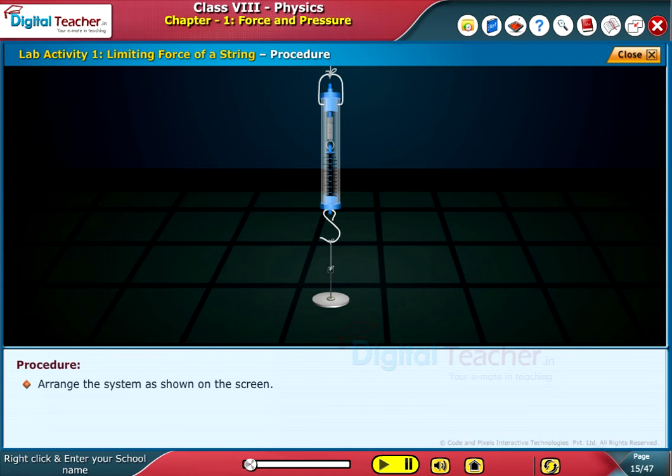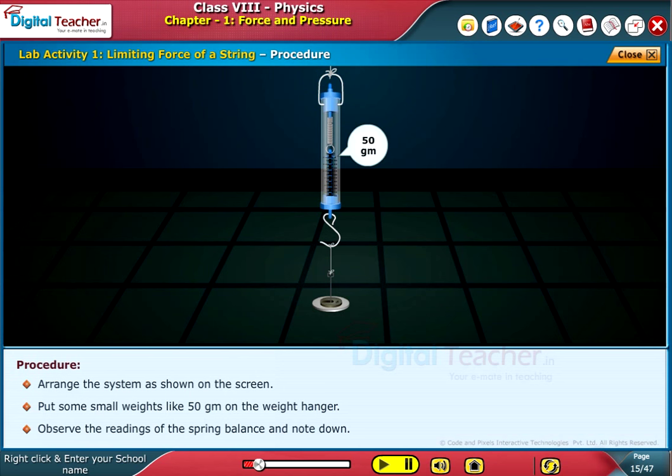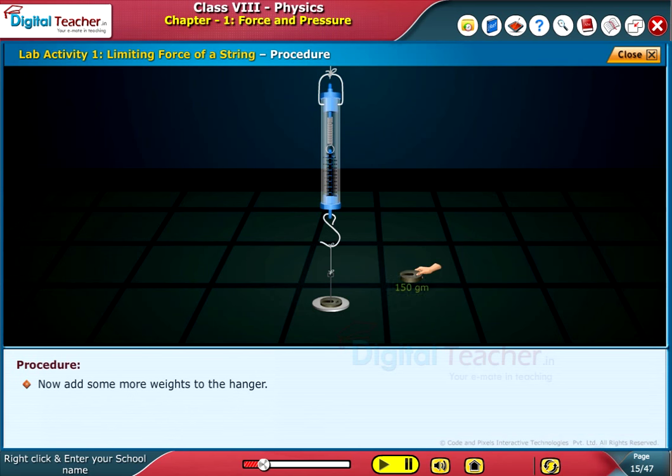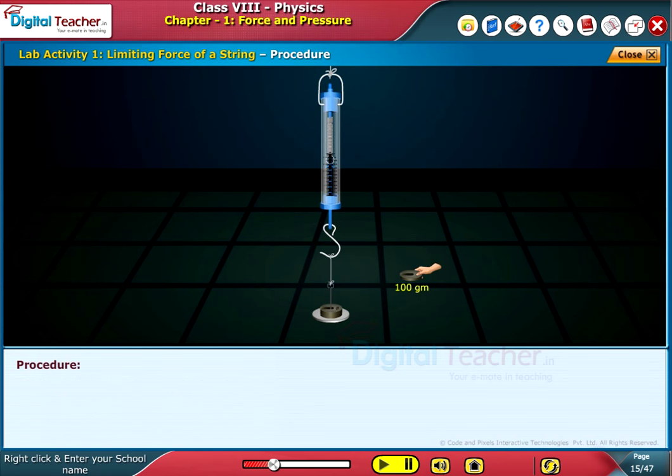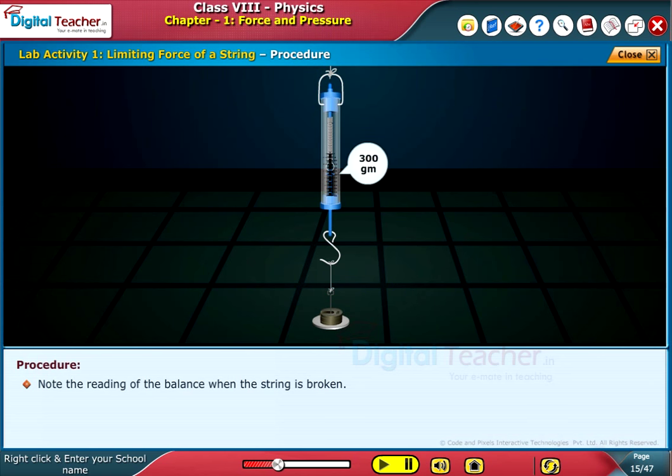Arrange the system as shown on the screen. Put some small weights like 50 grams on the weight hanger. Observe the readings of the spring balance and note down. Now, add some more weights to the hanger. Once again, note the readings of the spring balance. Repeat the same process till the string is broken. Note the reading of the balance when the string is broken.